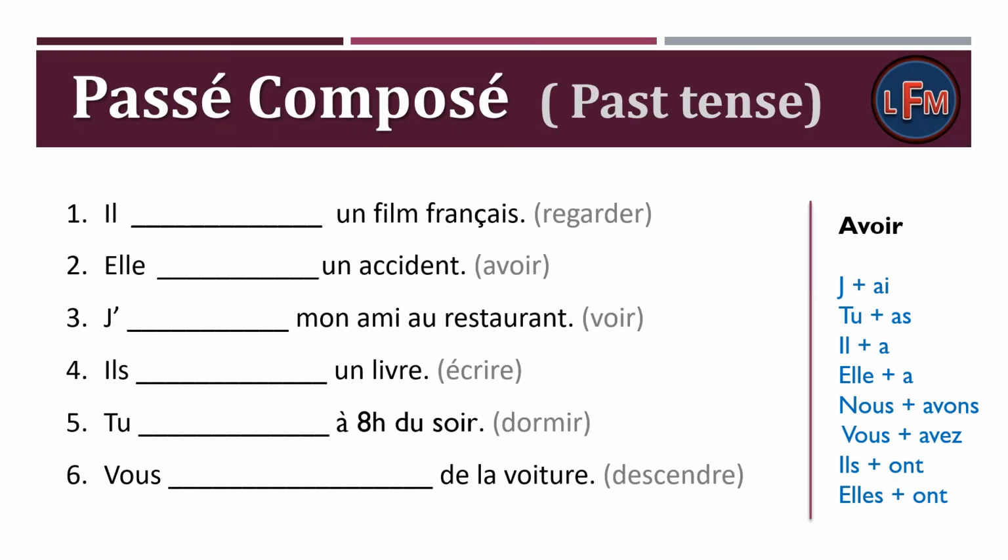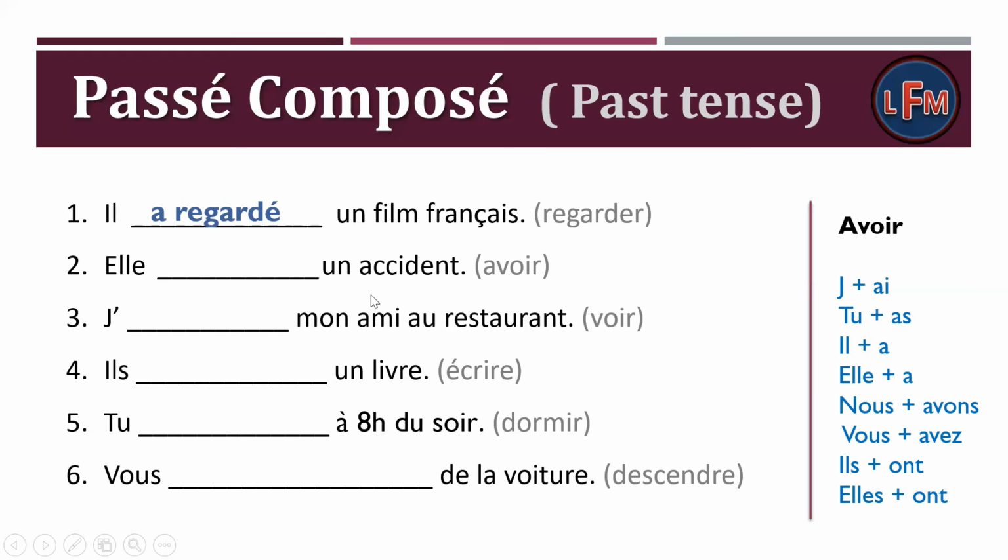Let's do some sentences by conjugating the verbs in past tense. I have written the conjugation of the avoir verb here, so you can do it easily. Il dash un film français. First, we take the avoir verb with il, which is a, il a, and the verb is regarder. The past participle of the regarder verb is regardé with an accent aigu over the e. So it will be il a regardé un film français.